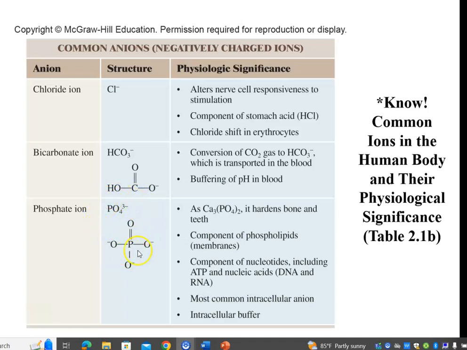Phosphate, you should know, is a component of ATP, which is the energy currency of the cells, and it's also a component of nucleic acid, DNA and RNA. It's the most common intracellular anion, and it's a component of phospholipids, which form membranes we will learn about.